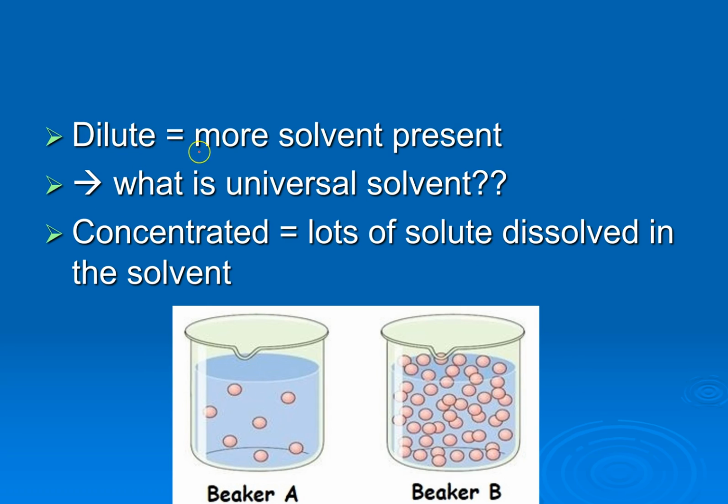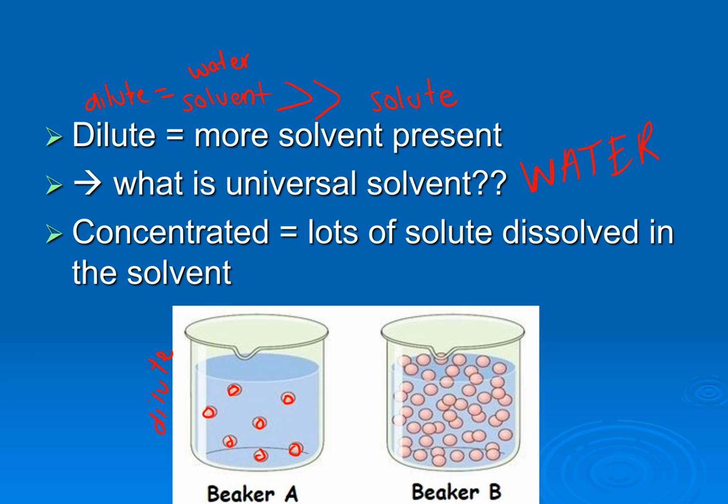So dilute means that there is more solvent present. What is the universal solvent? Water. So if you look here at beaker A, this is a very dilute beaker. We have lots of water, and these circles here are our solute. So in terms of solute to solvent, things that are dilute are going to have more solvent than they are going to have solute. So dilute equals more solvent, or more water, than you have solute.